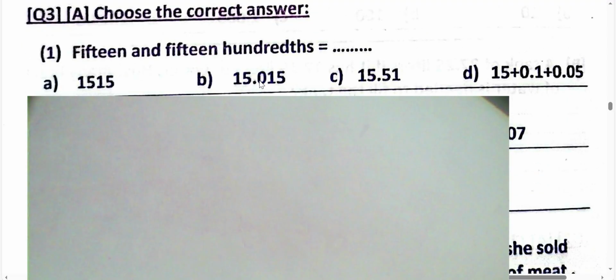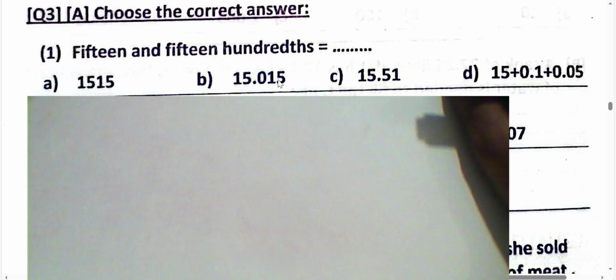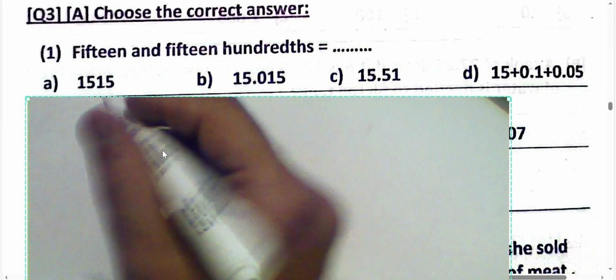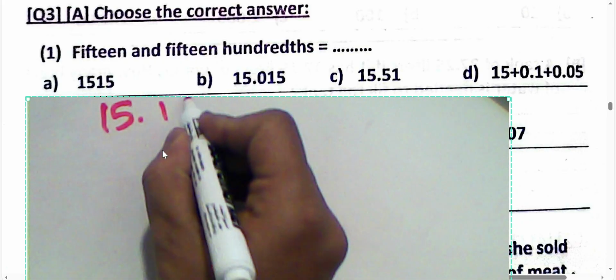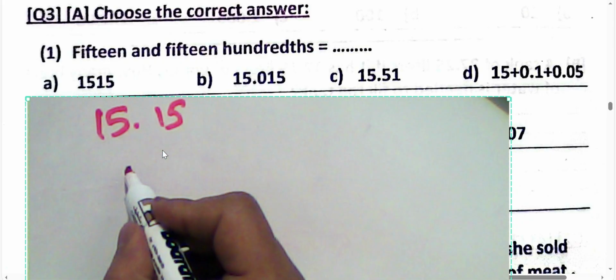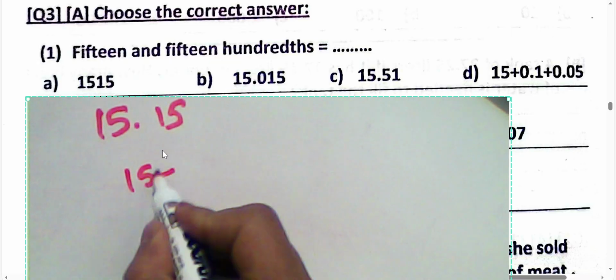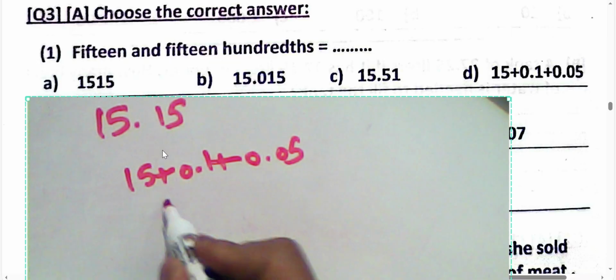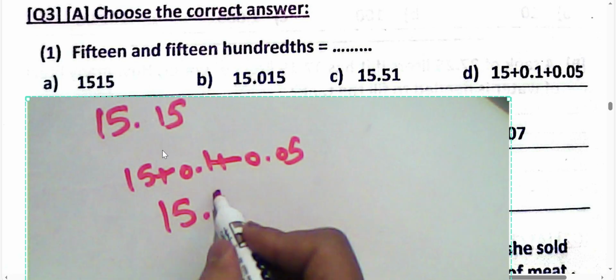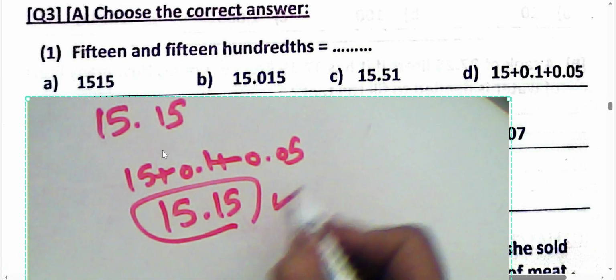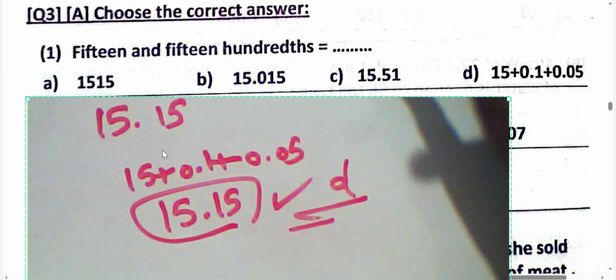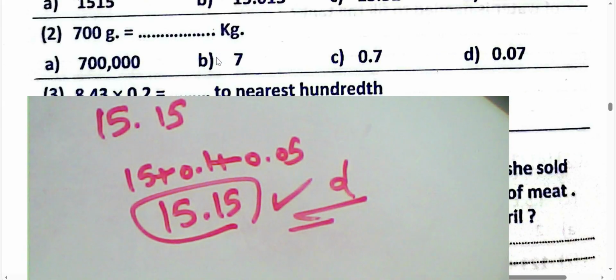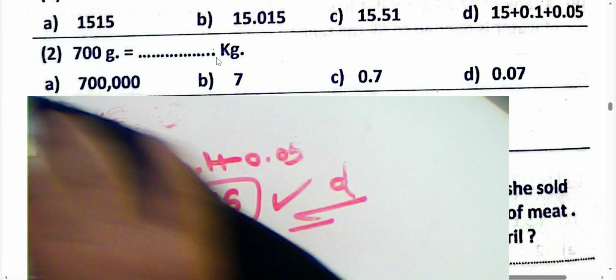Next question. 15 and 15 hundredths. We have question letter D. 15 plus 1 tenth plus 5 hundredths. It will be 15 and 1 tenth and 5 hundredths. Choose letter D. Letter D is correct. 15 and 15 hundredths.